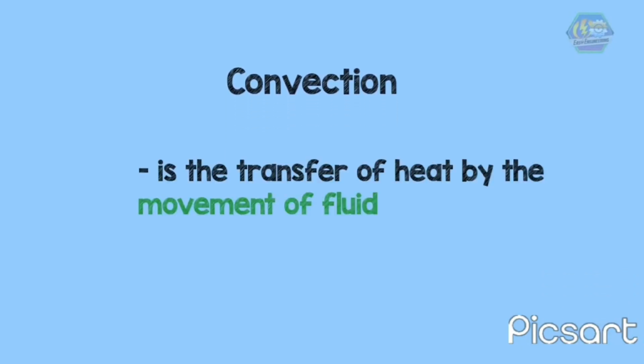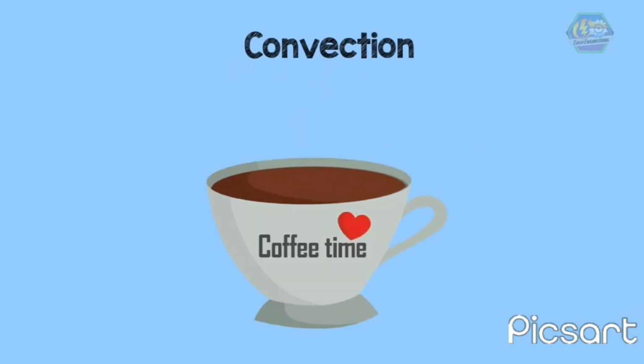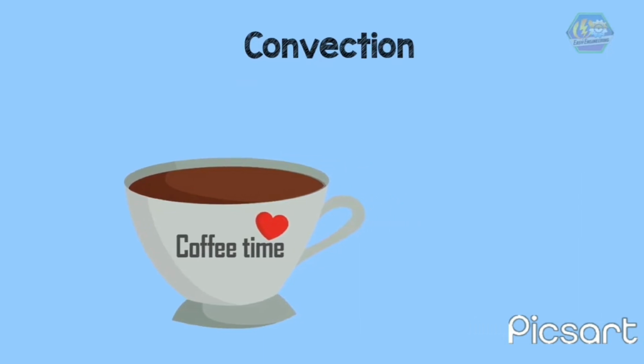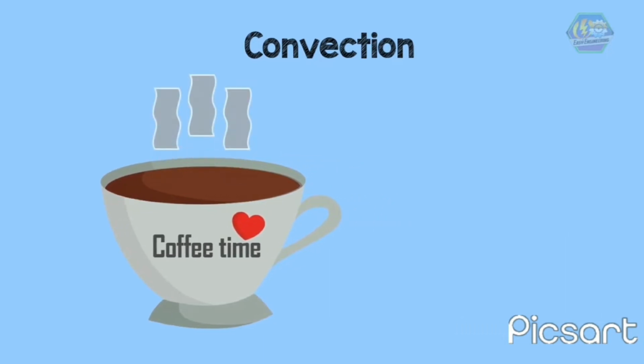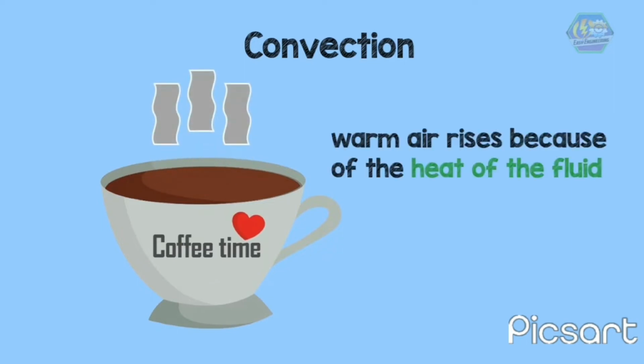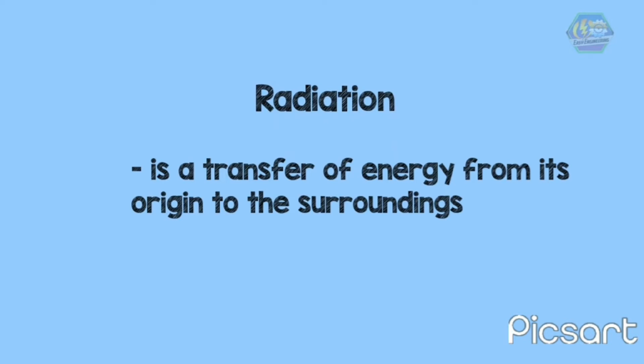Next, convection. Convection is the transfer of heat by the movement of fluid. For example, the temperature in this coffee cup will drop because the heat will dissipate into the air in the room. The presence of steam from hot coffee indicates that heat is transferred from the cup of coffee to the air.